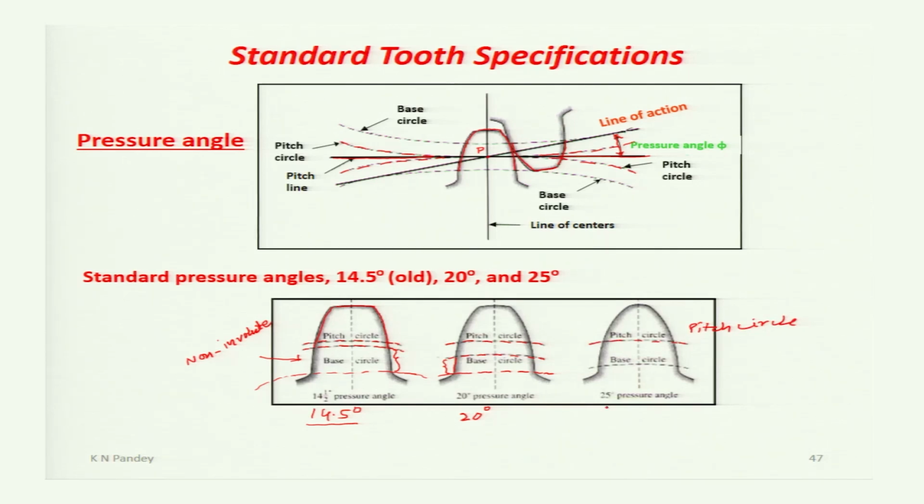Now, if we again take 25 degree pressure angle, then for 25 degree pressure angle, the base circle is very much near to the root circle, which is this root circle, or the dedendum circle, and so the non-involute part is very much less. Non-involute part is very much smaller, and so for this pressure angle there will be very less chance of interference in comparison to this 14.5 and 20 degree.